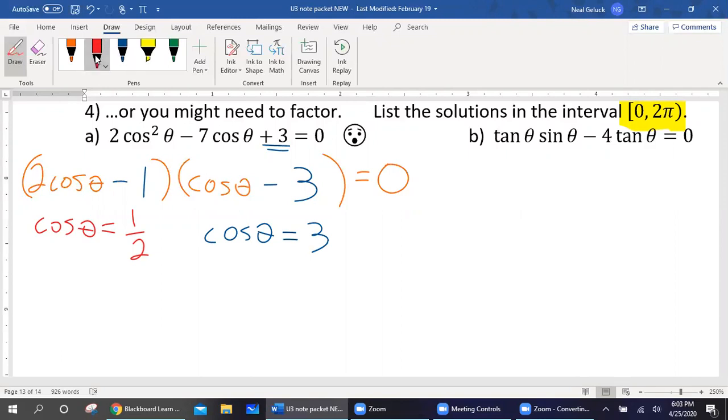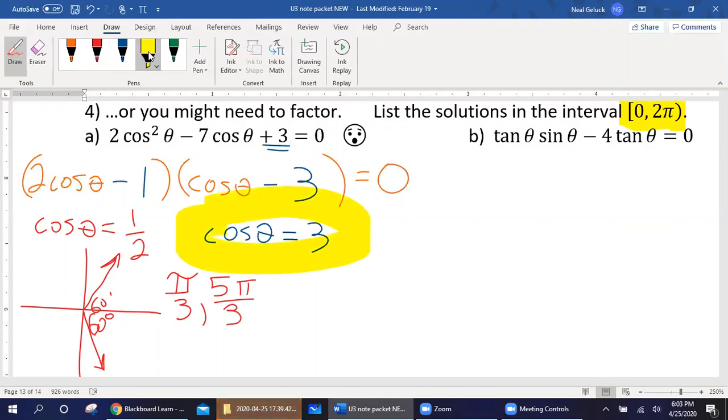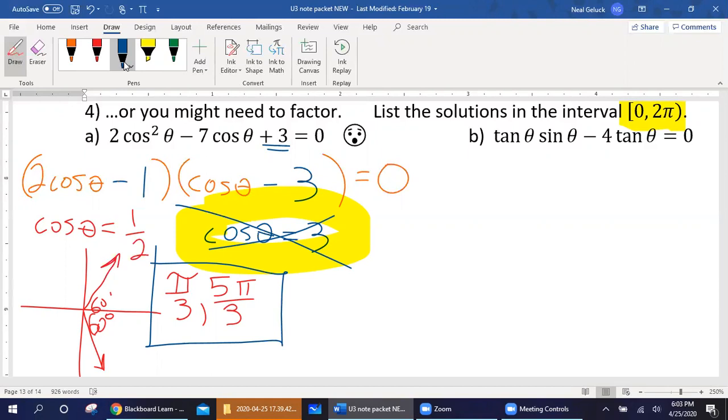For the red equation, where does cosine equal positive a half? Well, cosine is a half at a 60-degree reference. Cosine's positive in the first quadrant and in the fourth. And so those two angles are pi over 3 and 5 pi over 3. Now for the blue equation, cosine can't equal 3. The biggest cosine can be is 1. So this cosine equals 3 doesn't produce any solutions. So the only solutions that happen are pi over 3 and 5 pi over 3. And again, I'm not saying plus 2n pi because it only wants solutions in the first spin around the unit circle.